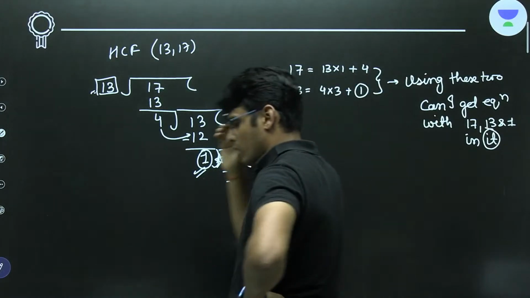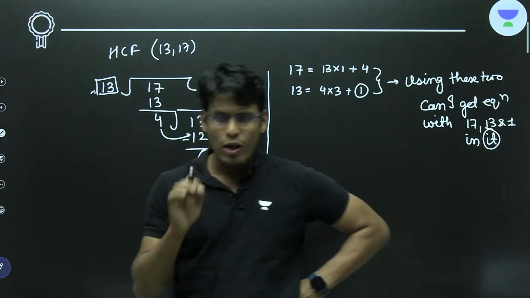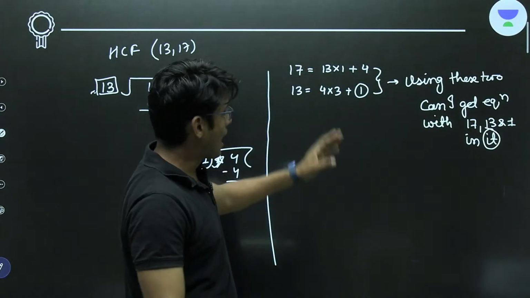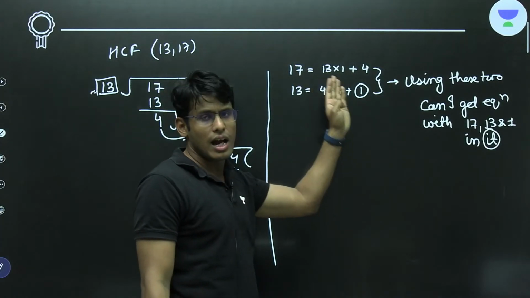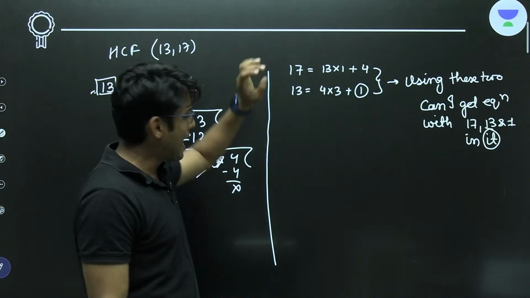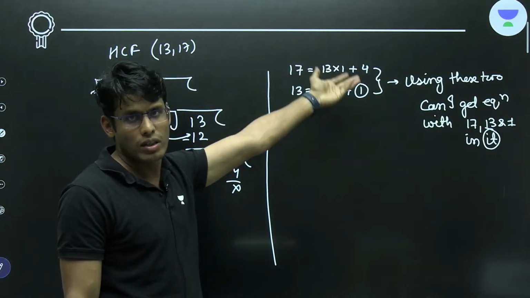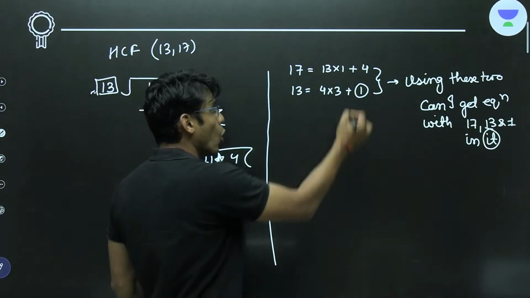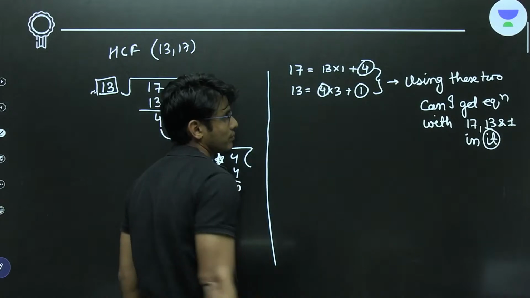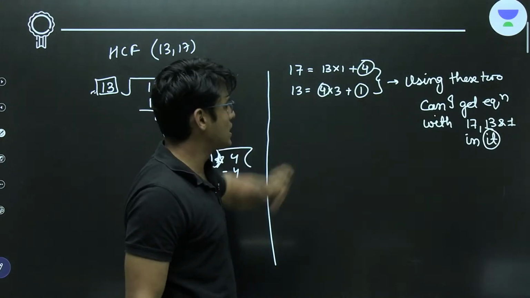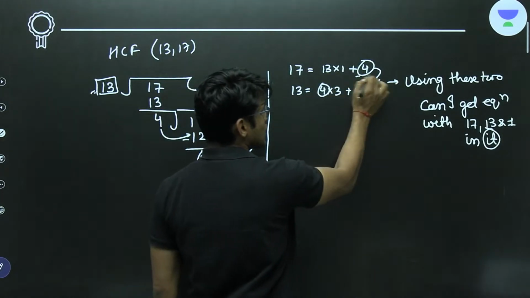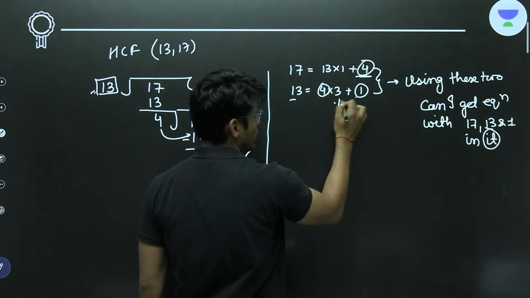See, the only numbers which are of any consequence to us are 13, 17 and 1. Because the HCF is being found for 17 and 13 and the HCF is 1. Right? This 4 is extra. So let's try to replace this 4. How do I replace this 4? Using 13 and 1 from this equation.